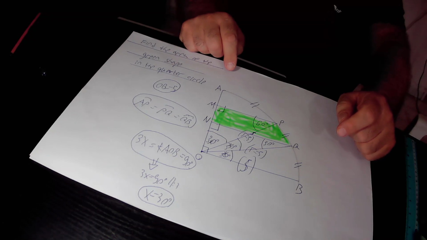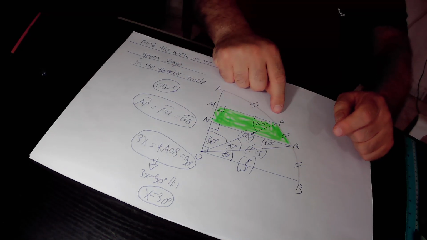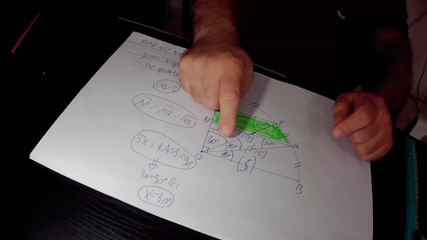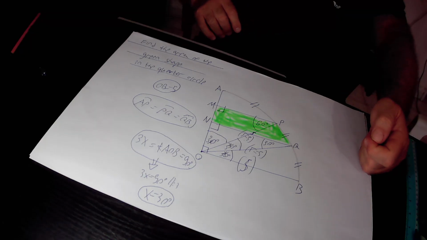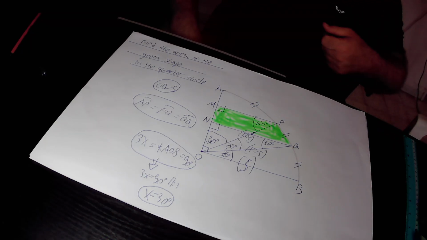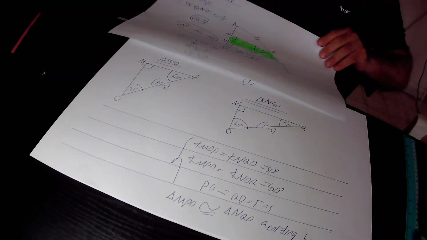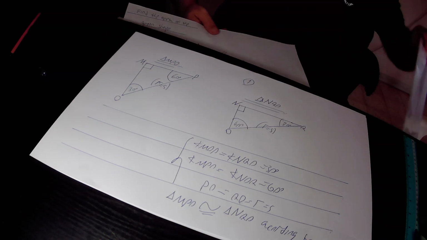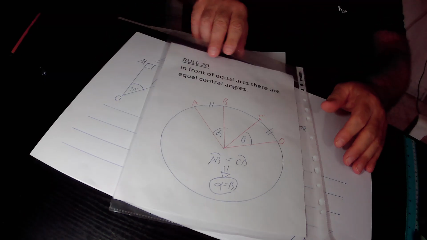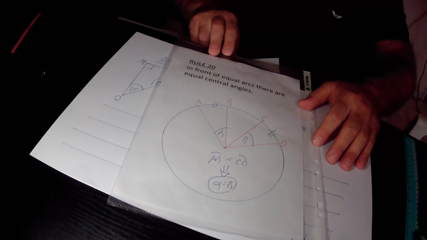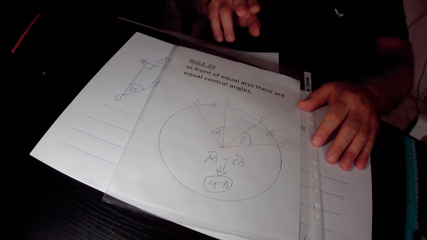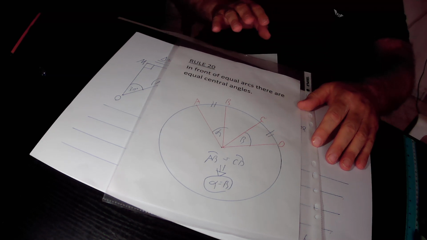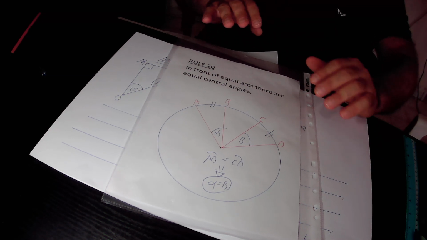So in the first step, we join points O and P together by a straight line, and we join points O and Q together by a straight line. Here we can implement rule 20. According to rule 20, in front of equal arcs there are equal central angles. So in front of equal arcs in the circle, there are equal central angles.